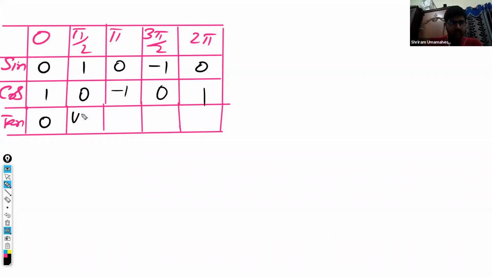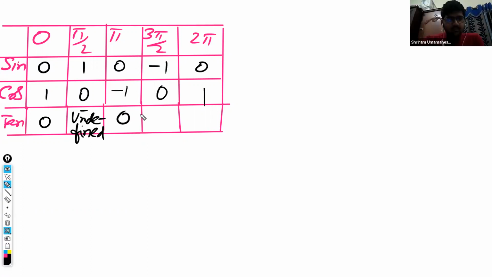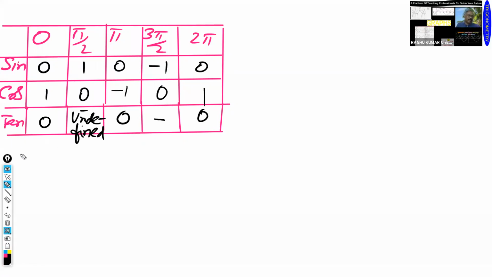Because we simply say 1 by 0, anything divided by 0 is not defined. Or otherwise, you can simply put a dash like this, undefined. Yeah, hyphen. Come on, tell me next, Maurya. Tan pi, 0 by minus 1, that's 0. Good. What is tan 3 pi by 2? Undefined. Hyphen, dash. You can put. And what is tan 2 pi, please? 0.